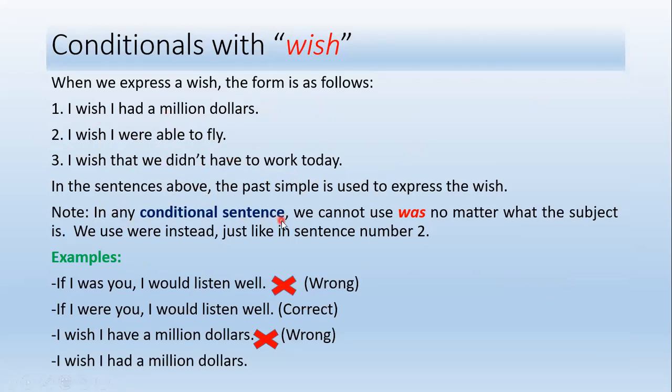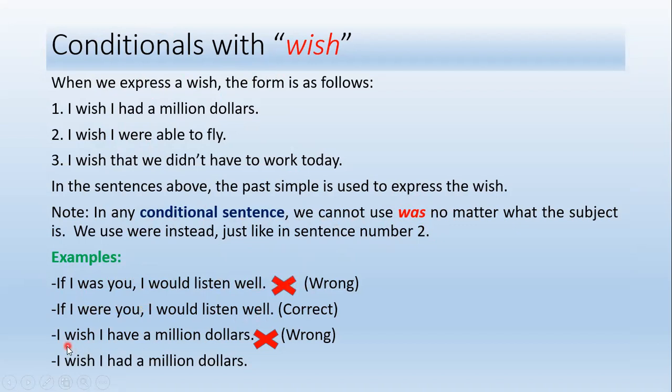Now, in any conditional sentence, we cannot use was no matter what the subject is. What we use instead is were, just like in number 2. We do not say "I wish I was," we say "I wish I were." So the rule says to make wishes in conditional sentences, we shouldn't use was at all. For example, we can say "if I was you, I would listen well." That's wrong. We cannot say that. Instead, we can say "if I were you, I would listen well."